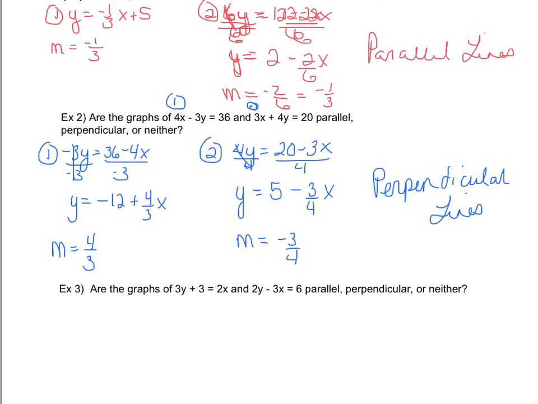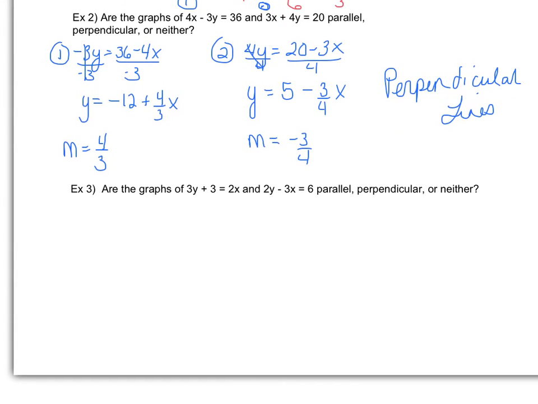Now that you've seen me go through 2, example 3 would be a great example for you to pause and try on your own. In example 3, again, I want to first change to y = mx + b form. So I'm going to take equation 1 and 2 and do that to both of them. In equation 1, I'll start by subtracting 3, giving me 3y = 2x - 3, and then dividing by 3 to get y alone. 2/3 stays 2/3. Minus 3/3 becomes minus 1.